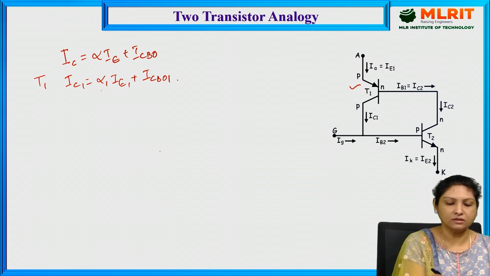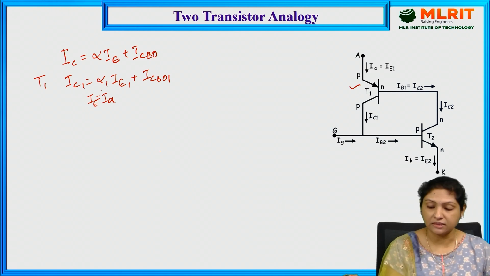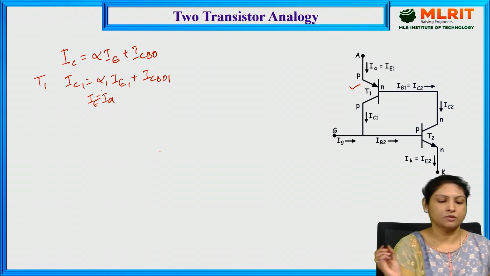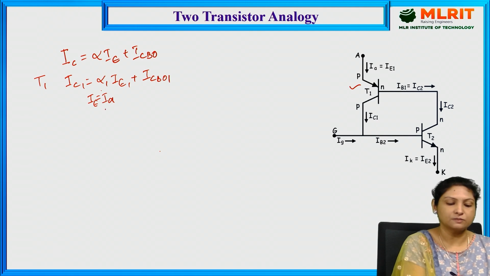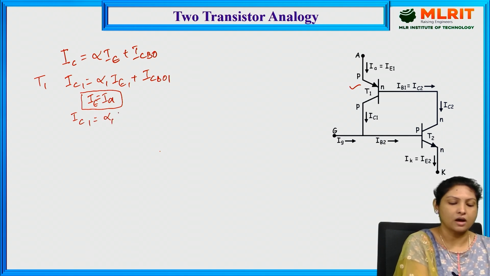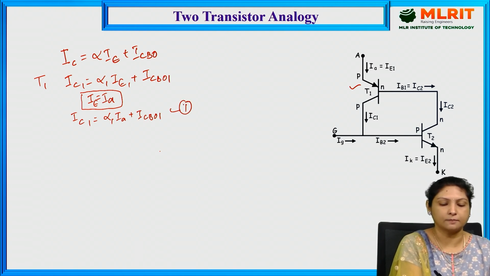Let me substitute IE1 is equal to IA. That is because the anode current is what flows through the emitter of transistor 1. So that is the reason I have considered substituting this in the above equation. We get IC1 is equal to alpha 1 IA plus ICB naught 1. And this is equation 1.